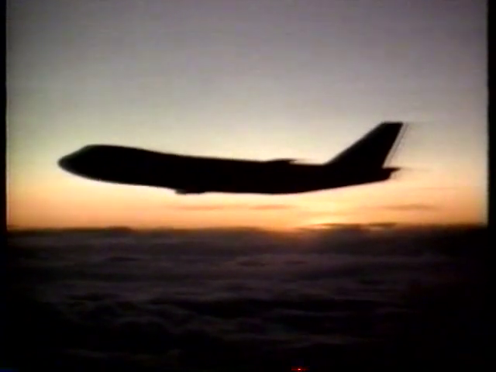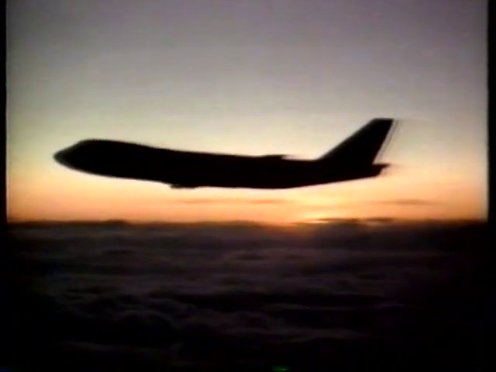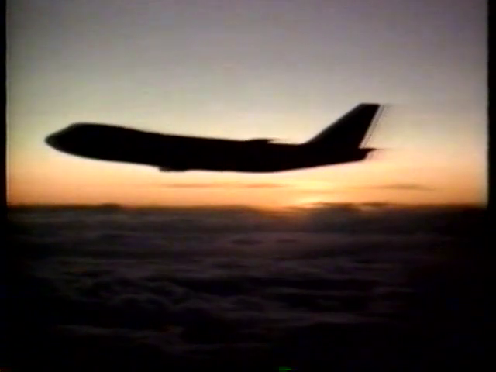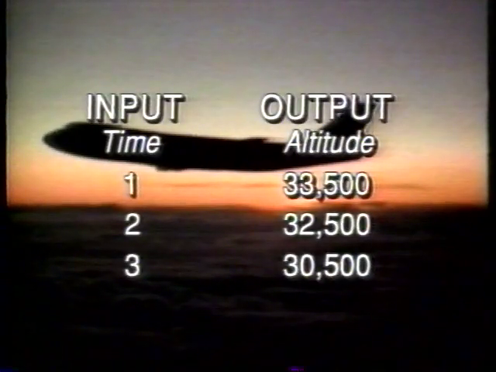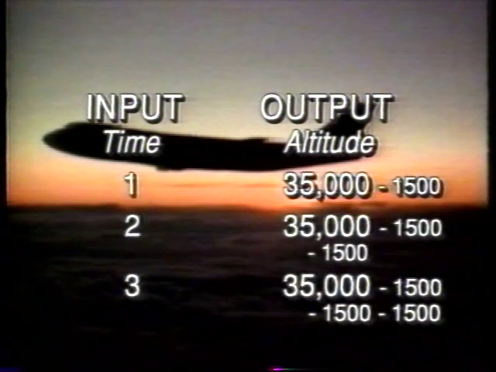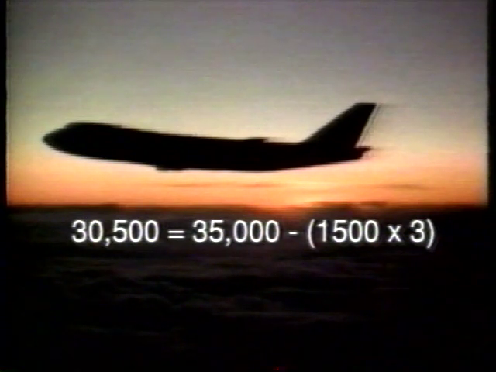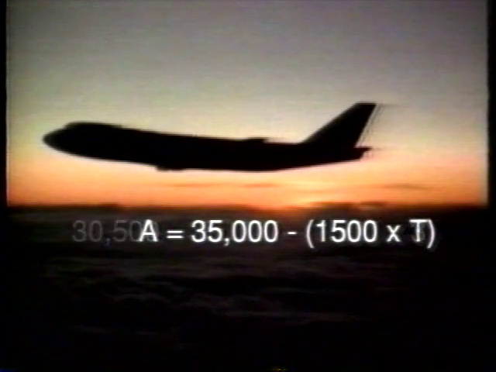The relationship between the plane's altitude and the time that has elapsed since the beginning of the descent can be expressed in a table. The altitude drops at the rate of 1,500 feet for each minute of time that has elapsed since the descent began. When we look at the number of times 1,500 has been subtracted from the starting altitude of 35,000, we can see the pattern. We can now write a symbolic expression for the relationship by using a letter to represent the variable altitude and another to represent the variable time.